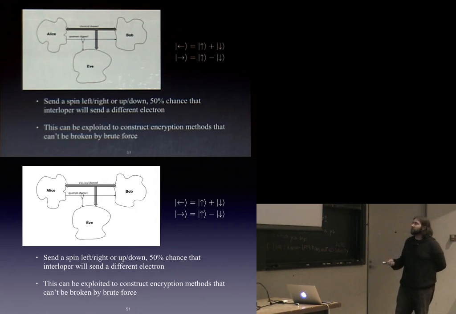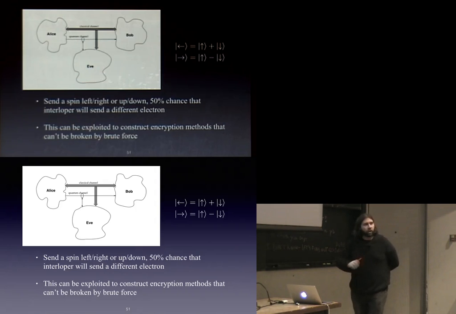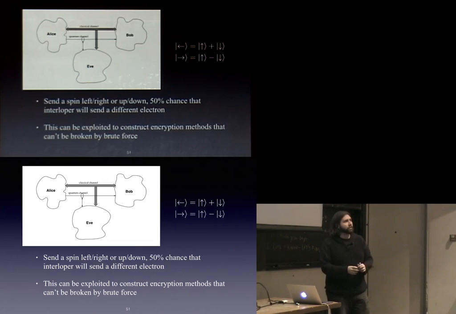This is just kind of a toy picture, but this can be exploited to construct encryption methods that are not basically based on factoring large numbers. They're much stronger, and you don't have to worry about a quantum computer breaking them.